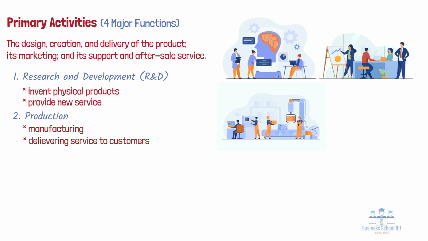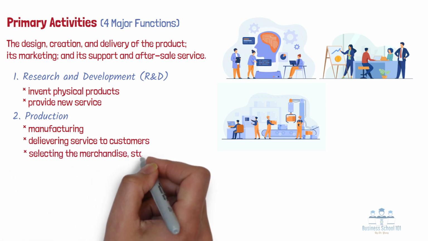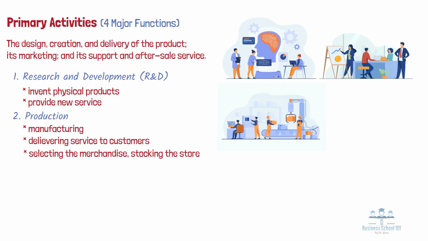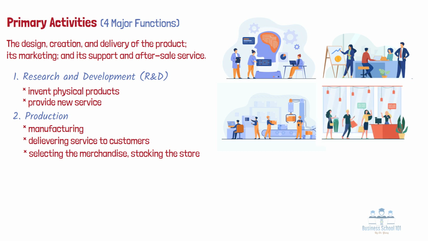For a retailer such as Walmart, production is concerned with selecting the merchandise, stocking the store, and ringing up the sale at the cash register. Third, the marketing and sales function of a firm can help to create value in several ways. Through brand positioning and advertising, the marketing function can increase the value that consumers perceive to be contained in a firm's product. If these create a favorable impression of the firm's product in the minds of consumers, they increase the price that can be charged for the firm's product.